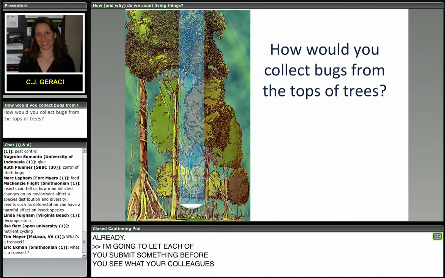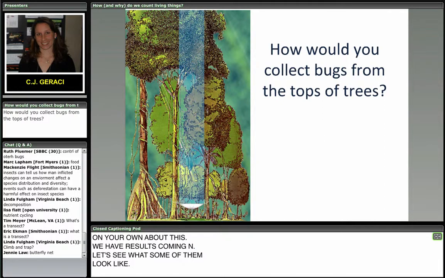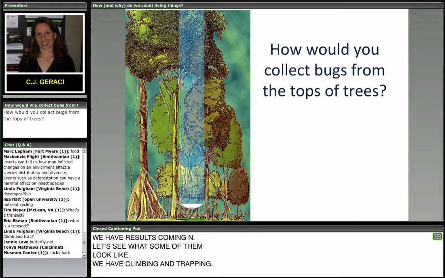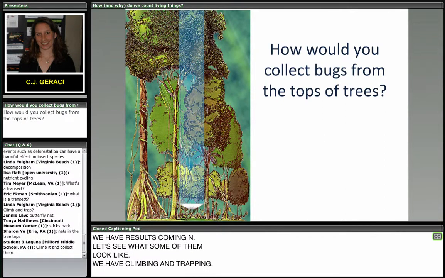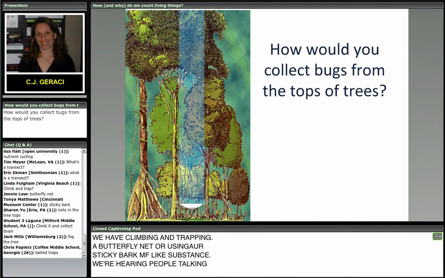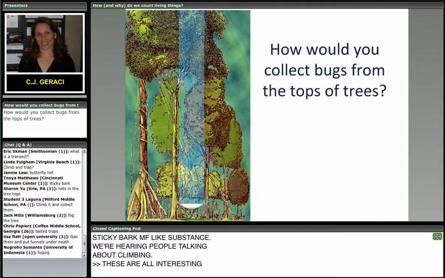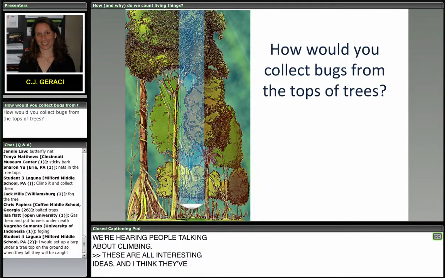Okay, we've got some results coming in. Okay, let's start to see what some of them look like. We have climbing and trapping. Somehow a butterfly net, or using a sticky bark-like substance. We're hearing people talking about climbing. Those are all interesting ideas, and I think they've almost all been done. Except for the sticky bark-like substance. That's an interesting idea. Well, that's, CJ, remember that's called sticky trap?